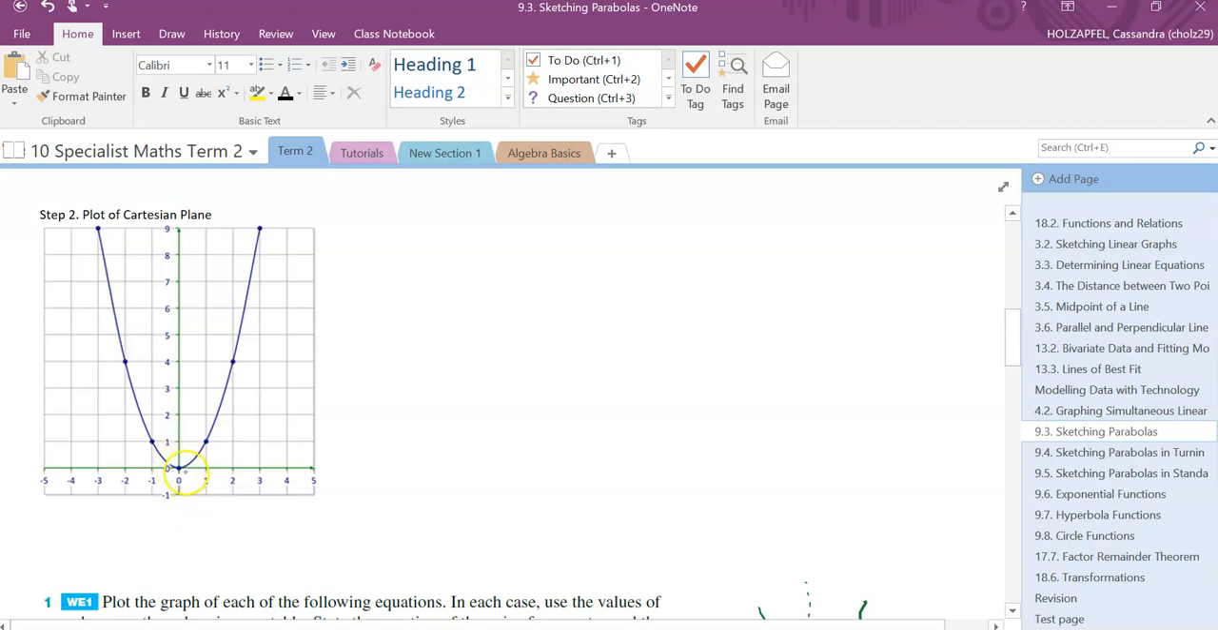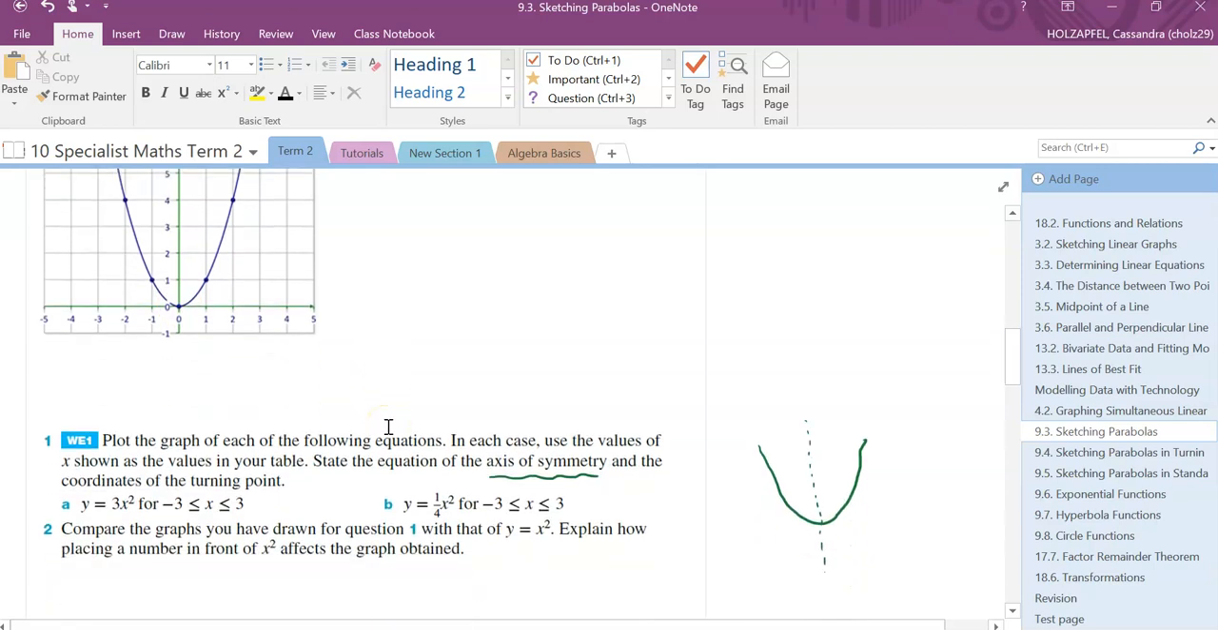At the very bottom here, this is called our turning point. The reason for that is this is the point where our smile turns over. So we have a negative slope, it's going down, down, down, and then it reaches 0, and then it goes positive, positive, positive. So that would be our turning point there. And our turning point is always going to go through the axis of symmetry.